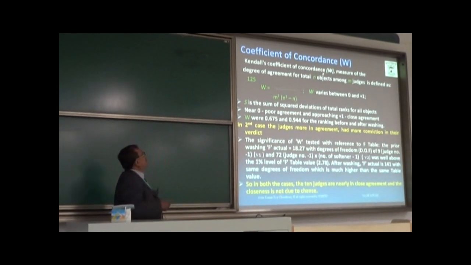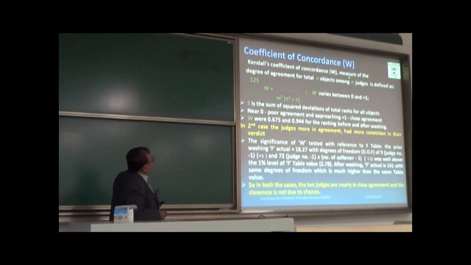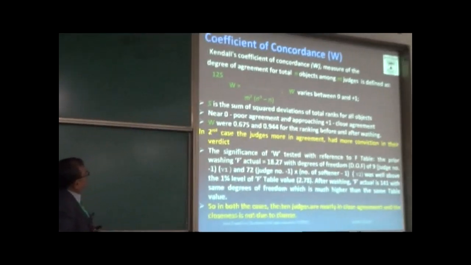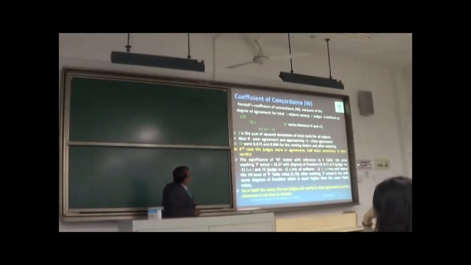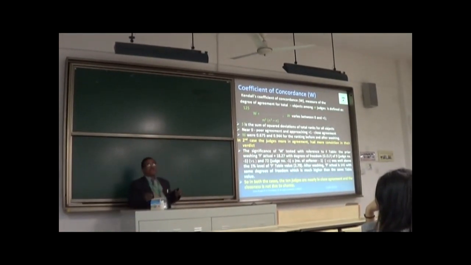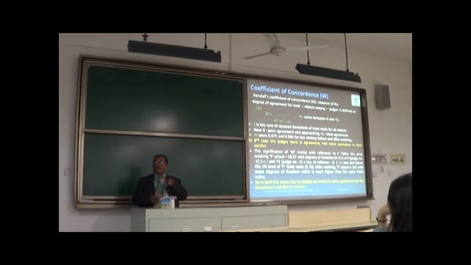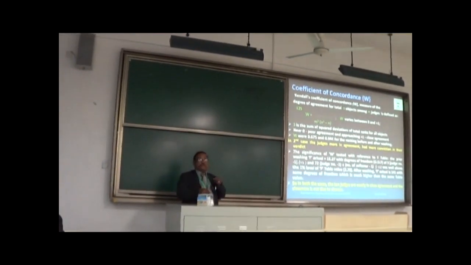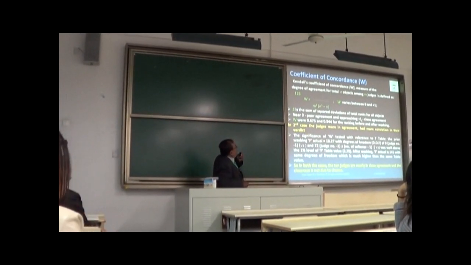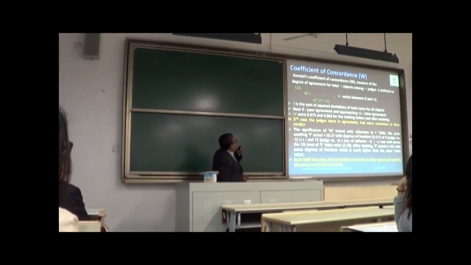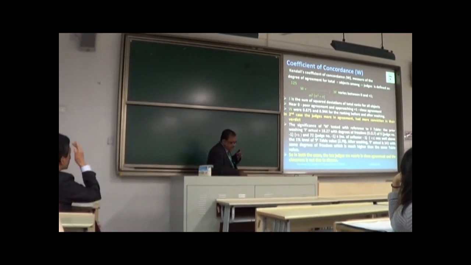This is the coefficient of concordance that we have measured, to see how the ranking varied between the observers. When the ranking agreement is poor, W is poor, close to 0, and when it approaches 1, there is close agreement.